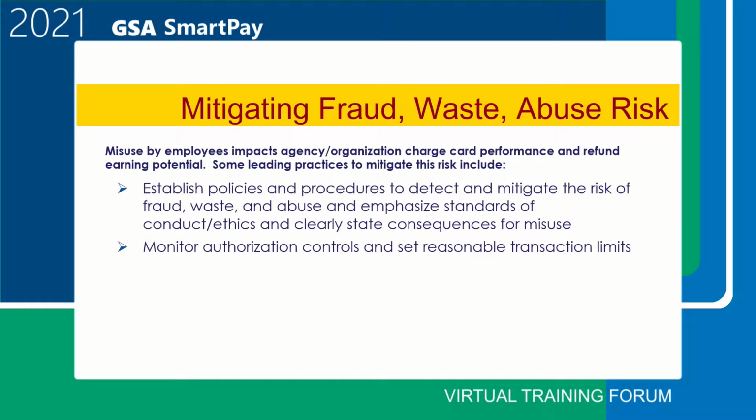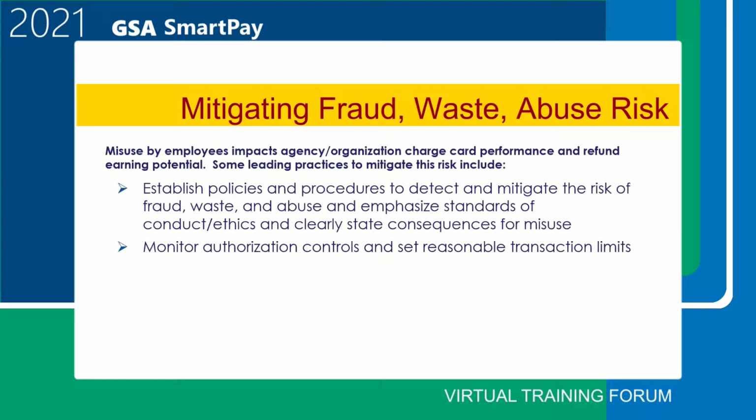All right, so mitigating fraud, waste, and abuse. Kind of touched on this. Establish policies and procedures to detect and mitigate the risk of fraud, waste, and abuse. Emphasize the standards of conduct and ethics, and clearly state the consequences for misuse. Shouldn't be any different than any other thing. If they're misusing government property, the card is part of that as well.